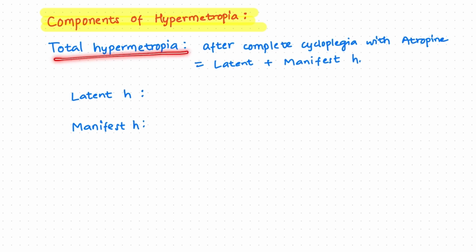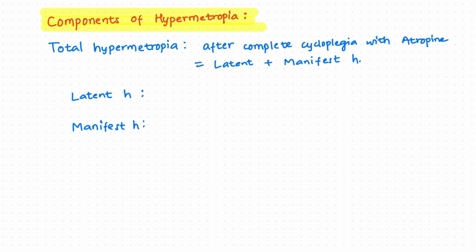Total hypermetropia is the total amount of refractive error which is attained after complete cycloplegia with atropine, right? It is the sum of latent as well as manifest hypermetropia. Latent hypermetropia usually remains latent, right? It is the amount of hypermetropia which is usually about 1 diopter, which is normally corrected by the tone of the ciliary muscles, right?